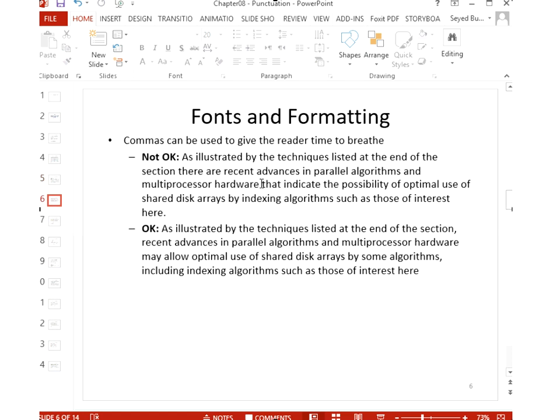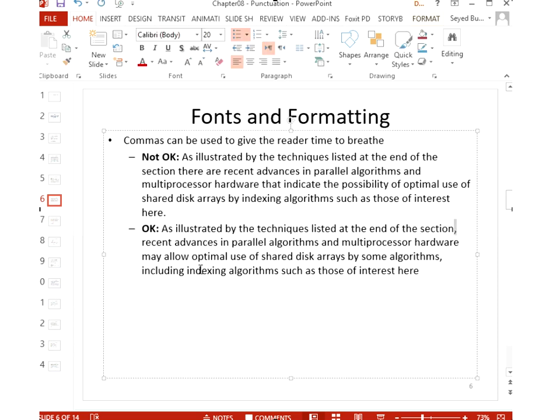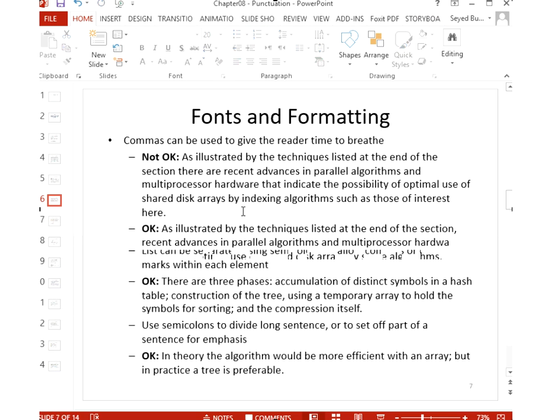Here is another example. If you have a long sentence like this, as illustrated by the techniques listed at the end of the section, there are recent advances in parallel algorithms and multiprocessor hardware. If you keep going like this, the reader will be lost. So it's better to say, as illustrated by the techniques listed at the end of the section, comma, and keep going. Separate them with a comma and make it clear for the reader.